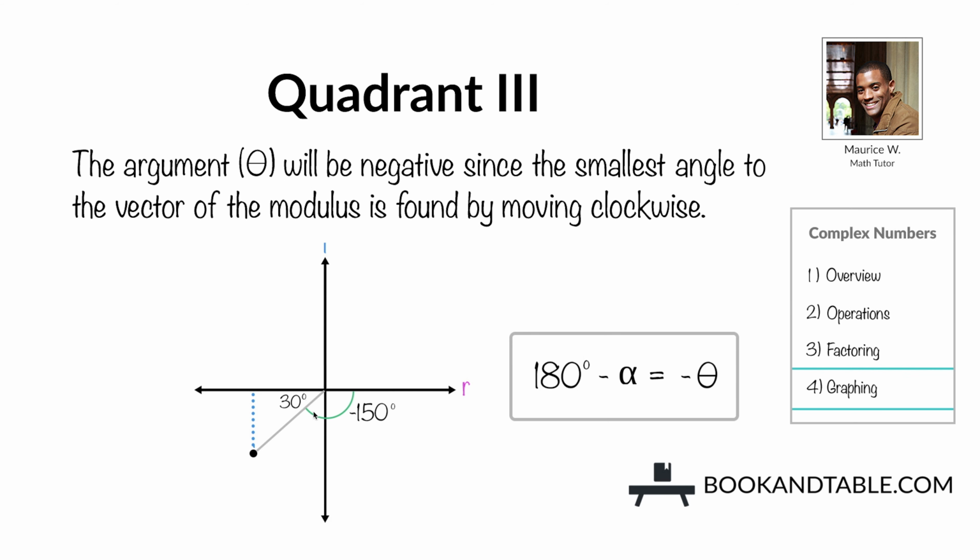So let's take a look at an example. If the alpha angle were 30 degrees, then the argument is going to wind up being negative 150 degrees. If the alpha angle comes out to be 20 degrees, then the argument, or theta, will wind up being negative 160 degrees. So the net total will be 180, but the theta angle, or the argument, must be negative.